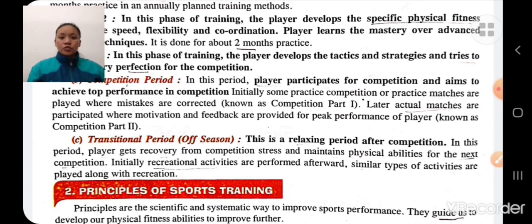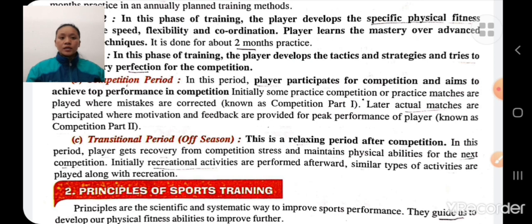Training is divided into three parts: preparative period, competition period, and transitional period. In the preparative period, we make the player ready for the competition. We prepare the player. We develop the physical fitness of the player.